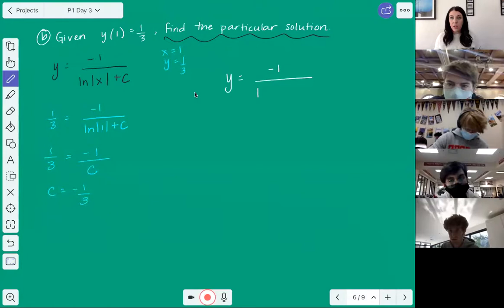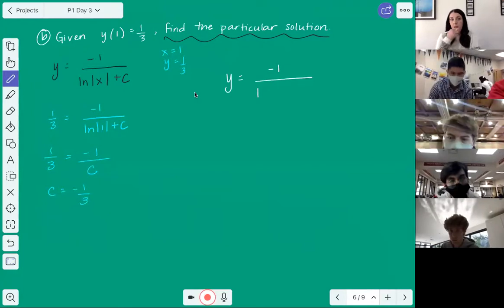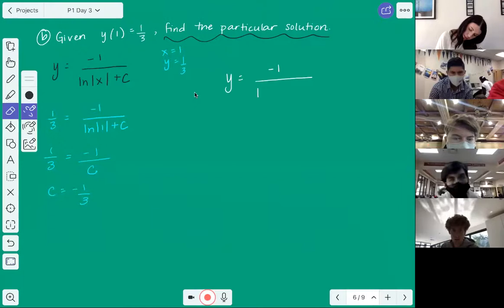Question? Wait, Ms. Toshner, why wouldn't C be equal to just -3? Oh, did I do that wrong? Cross multiply 3, c equals... I thought when you cross multiply, -3. Yes, yep, thank you.